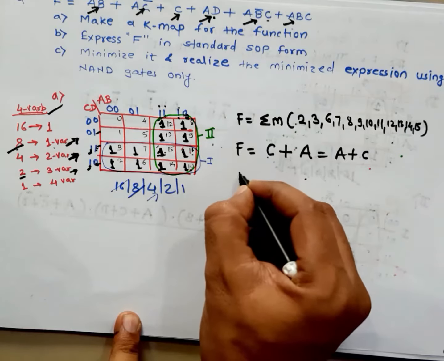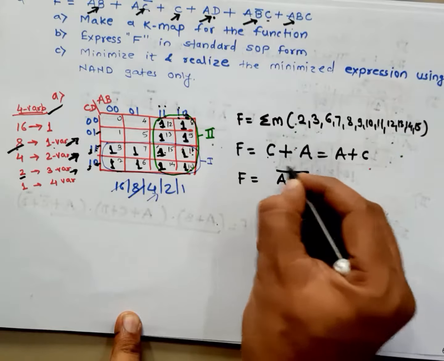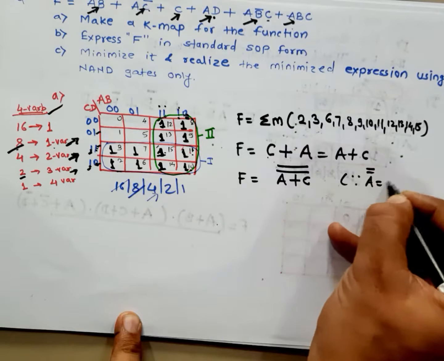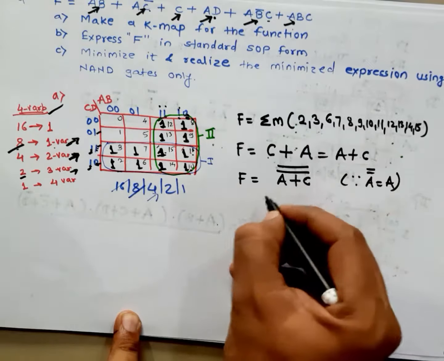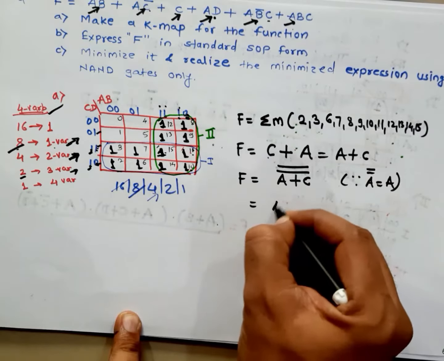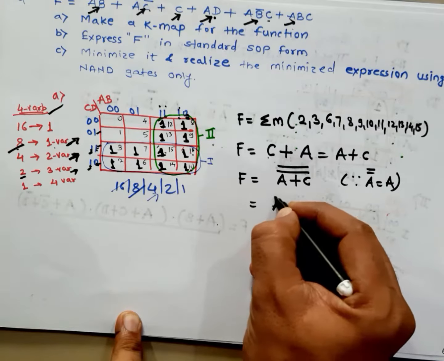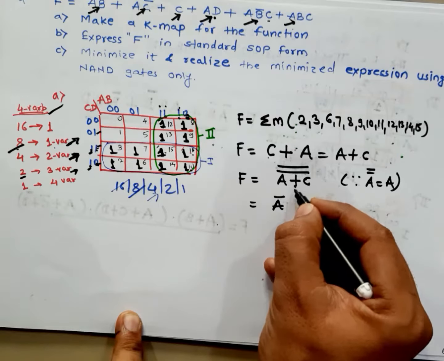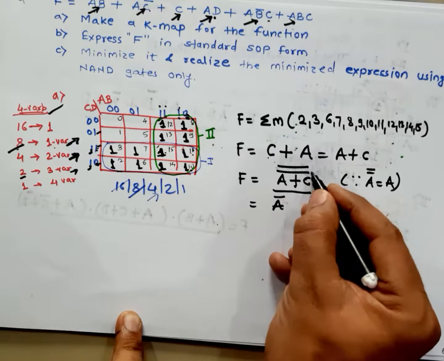So apply De Morgan's theorem. What De Morgan's theorem says is that you have to apply negation 2 times, because double negation of A is equal to A. Then apply negation 1 time. So what will be A bar, this plus, this negation as it is, this plus sign, I am applying this negation.